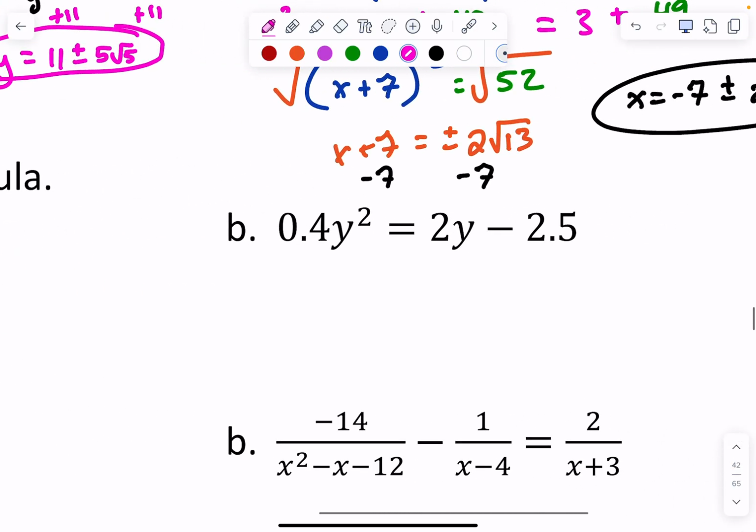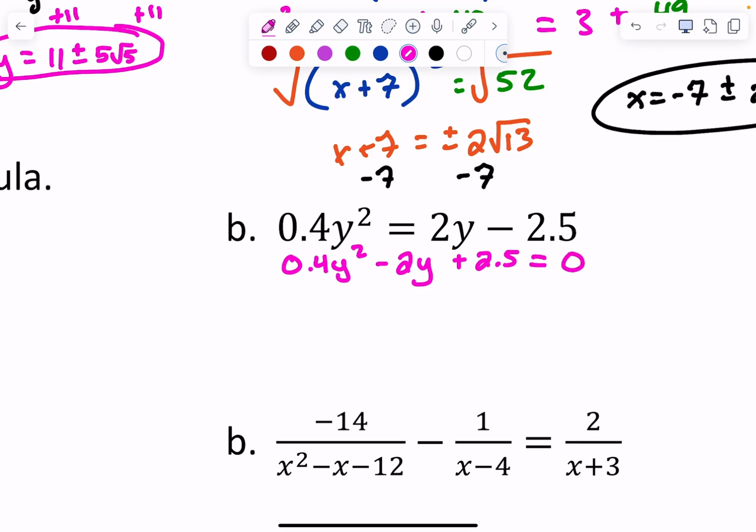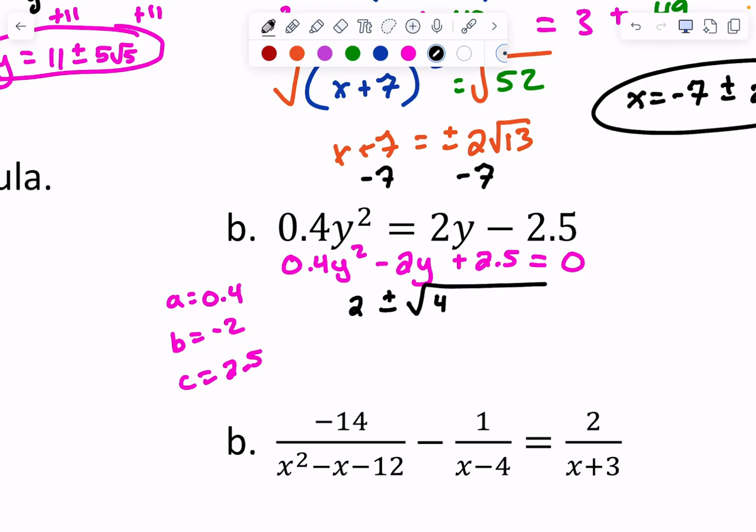This next one is stupid. 0.4y squared minus 2y plus 2.5 equals 0. A is 0.4. B is -2. C is 2.5. And then we have negative B is +2, plus minus the square root of B squared, which is 4, minus 4 times A times C, all over 2 times A.